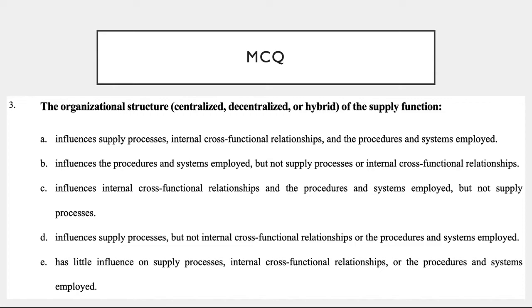Of course, here the answer is A, because as we know, the organizational structure influences all of the following factors: the supply processes, the internal cross-functional relationships, and the procedures and systems employed. So the answer is A.